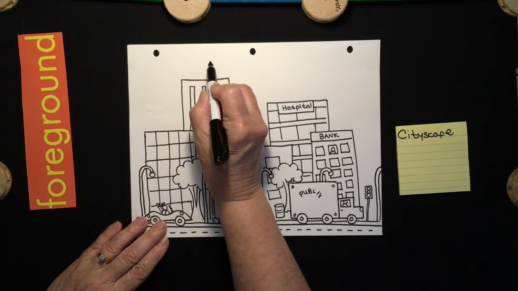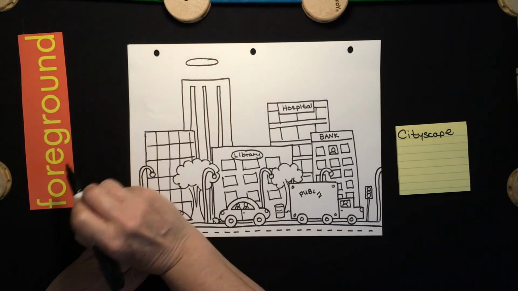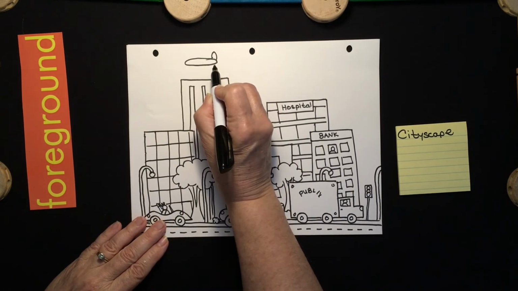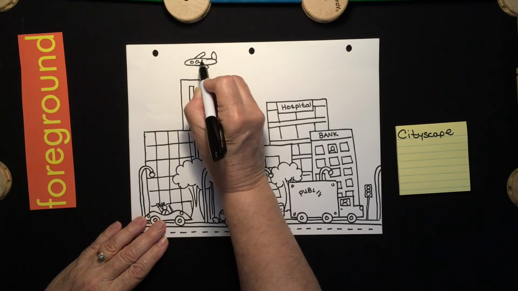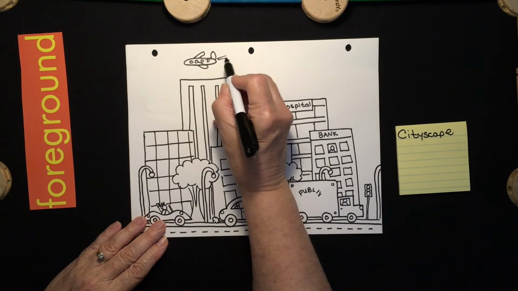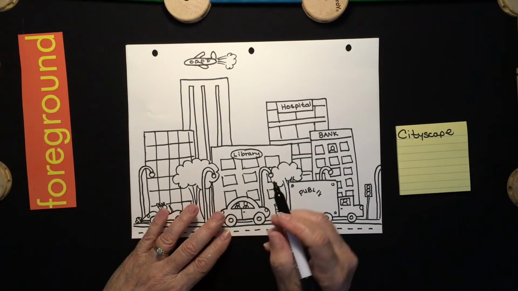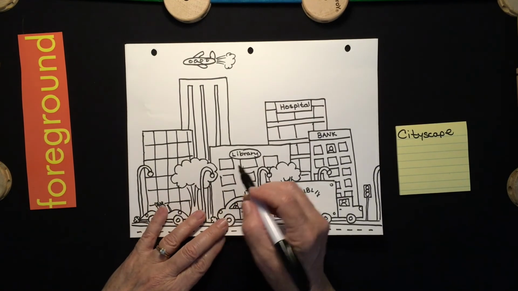So to make an airplane, this is going to be easy. A long, skinny hot dog. And then an upside down U here. And there are the wings and windows. You can make some action lines, some smoke. I'll show you how to make a helicopter that is flying and landing on the hospital.